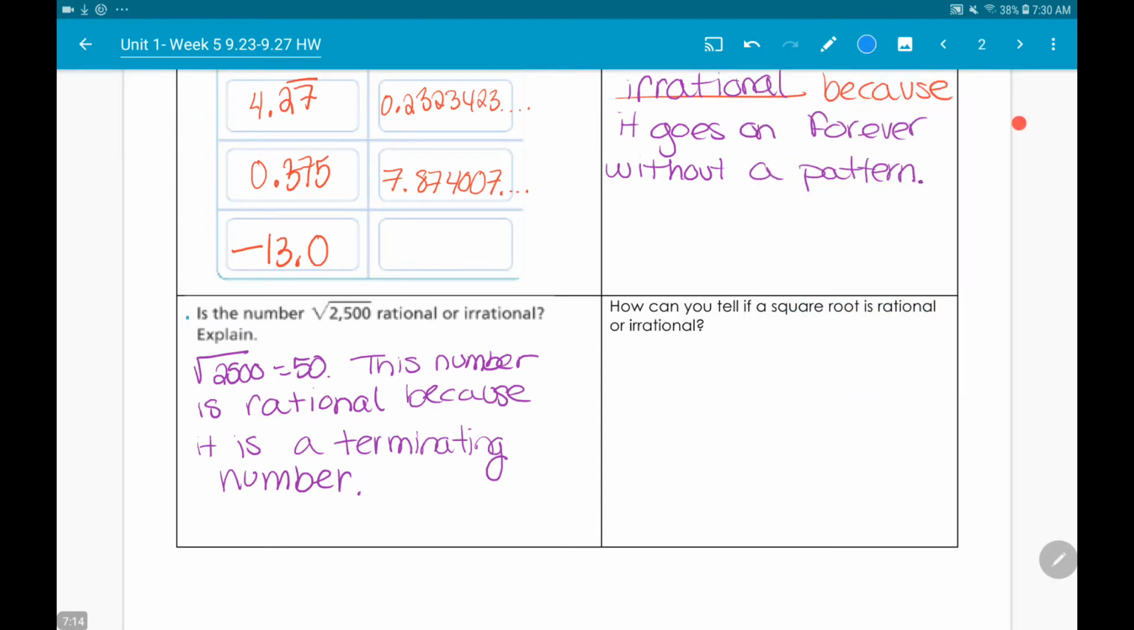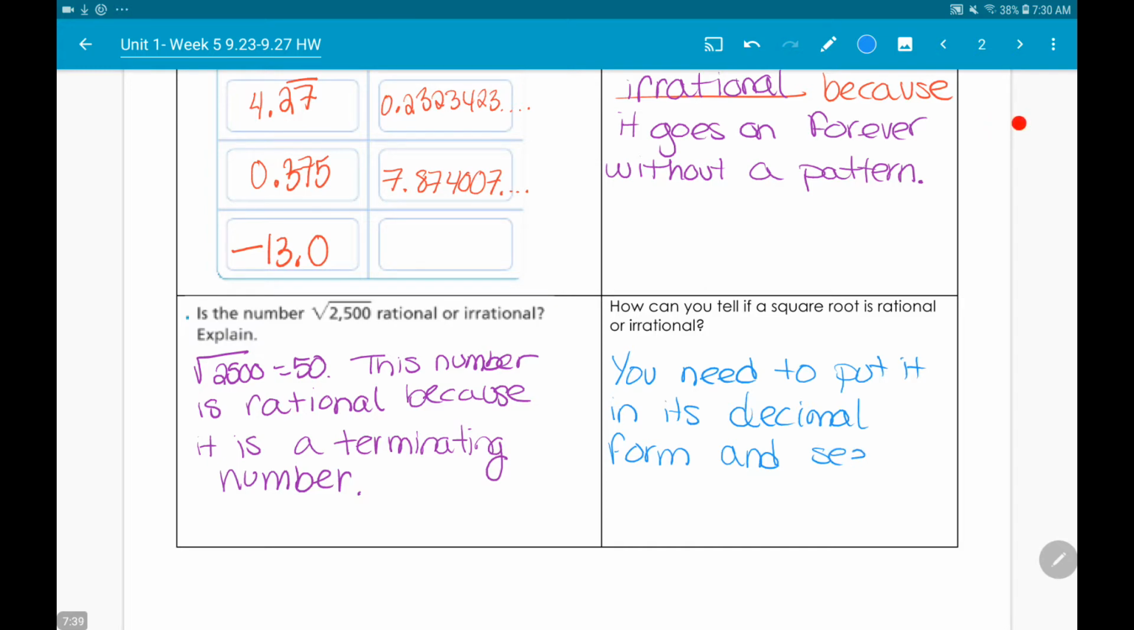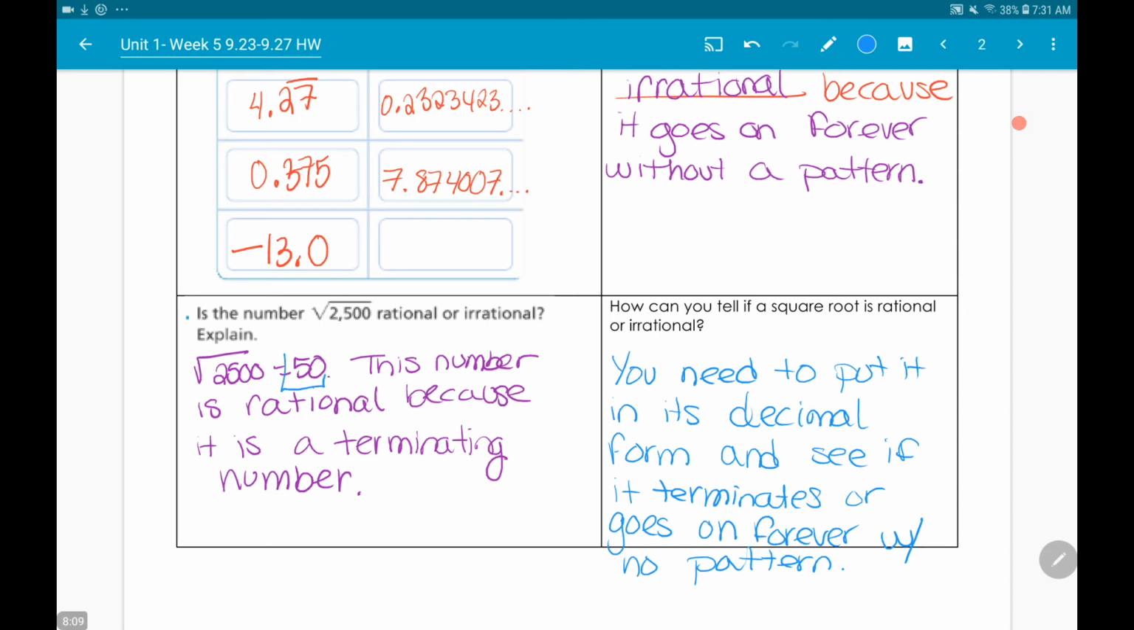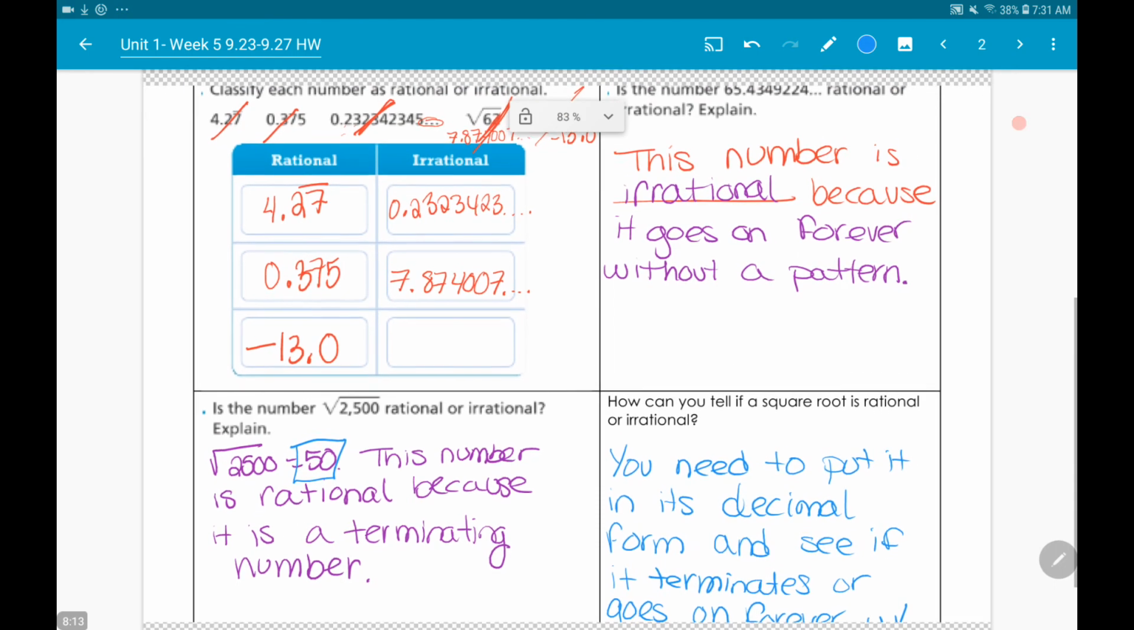How can you tell if a square root is rational or irrational? Again, we need to put it in its decimal form and see if it either terminates, like 50 did, or if it goes on forever without a pattern, like this number did.